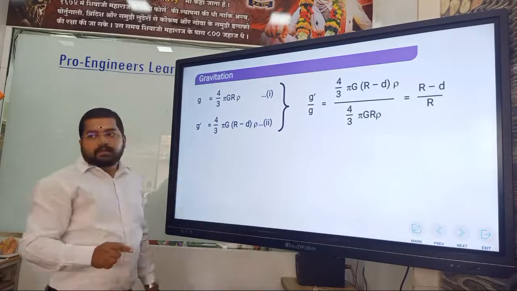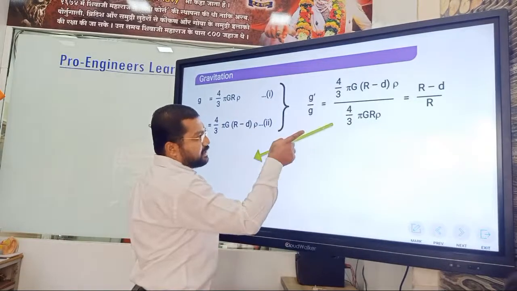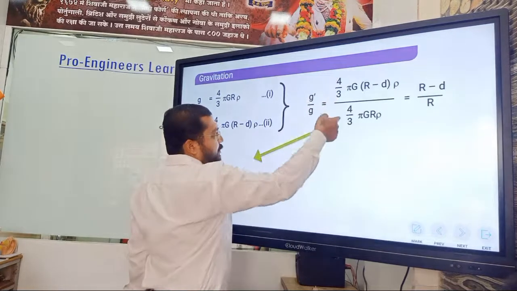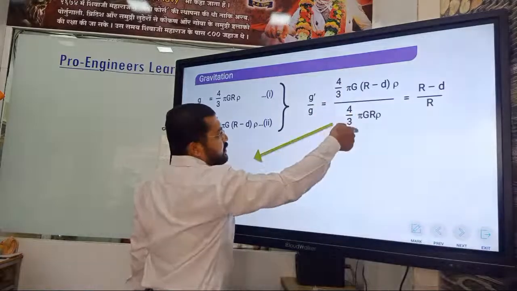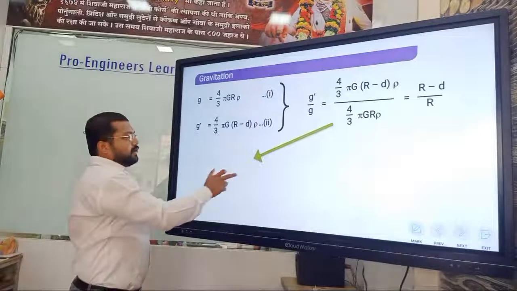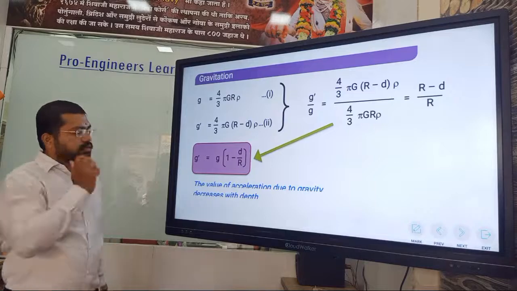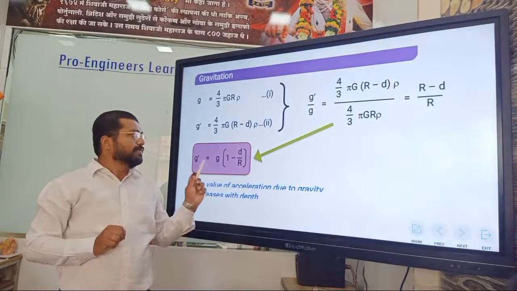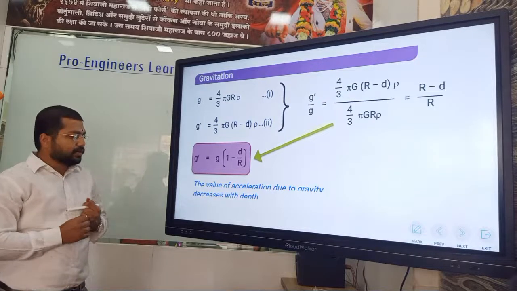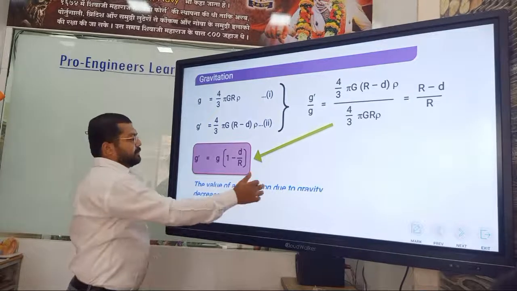Right? Taking the ratio of both, we get R minus D by R. Rest everything will get cancelled: 4 by 3 pi, G, rho. So what remains is R minus D upon R. So G dash is equal to G into 1 minus D upon R. So the value of acceleration due to gravity decreases with depth.